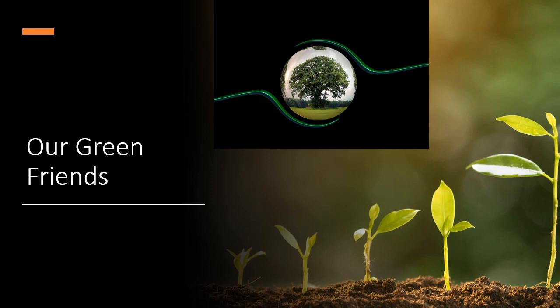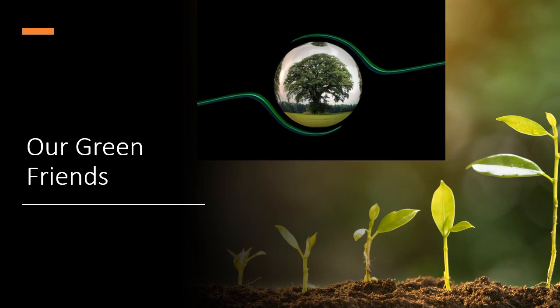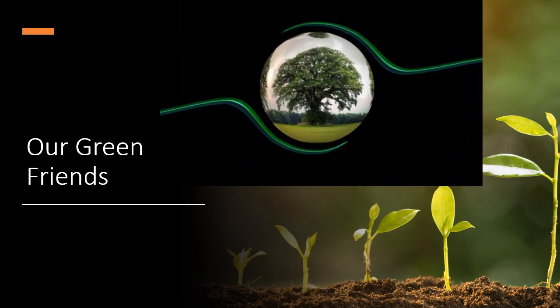Welcome to the lesson, Our Green Friends. Our planet Earth is called the green planet. And plants are called our green friends. Why do we call them our green friends? Green is usually the color of the leaves and the grass. And also, plants play a very important role in our lives. We depend on plants for our basic needs. Let's learn more about the world of plants.